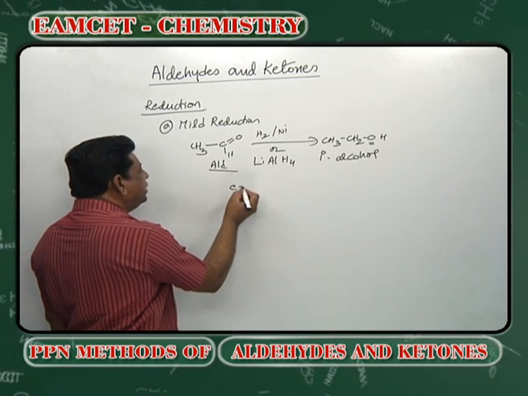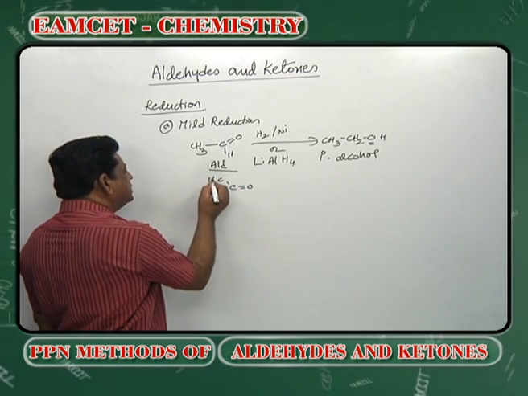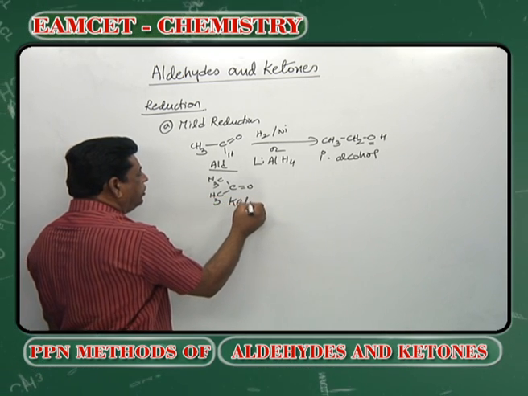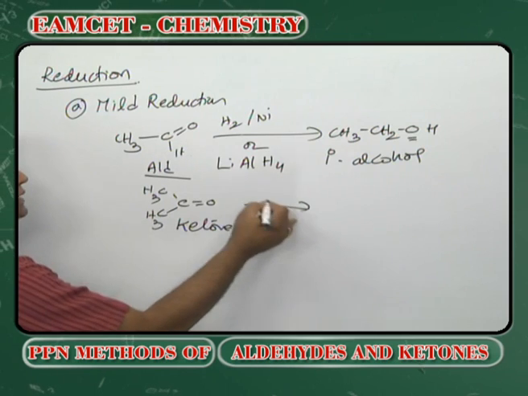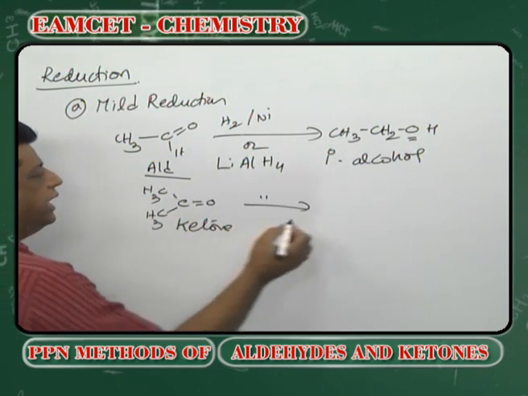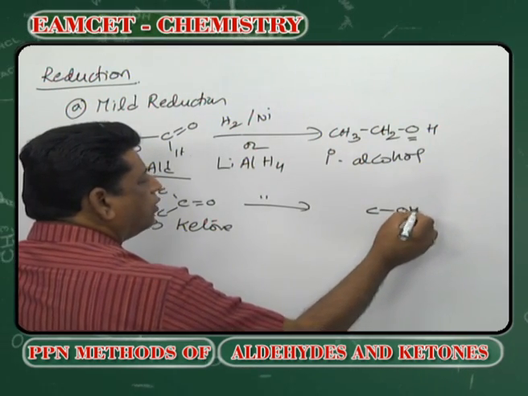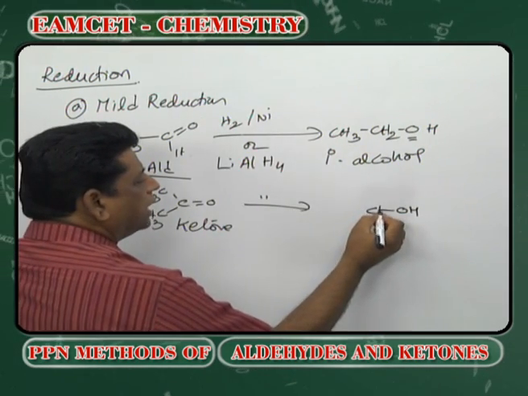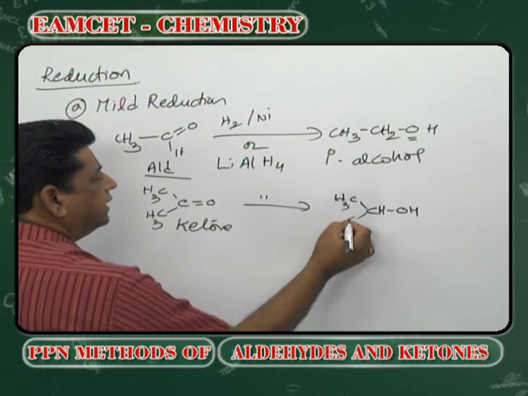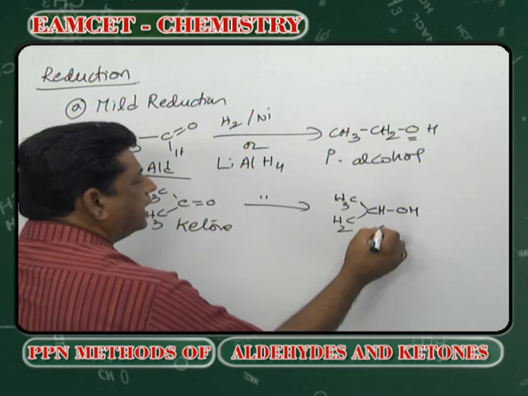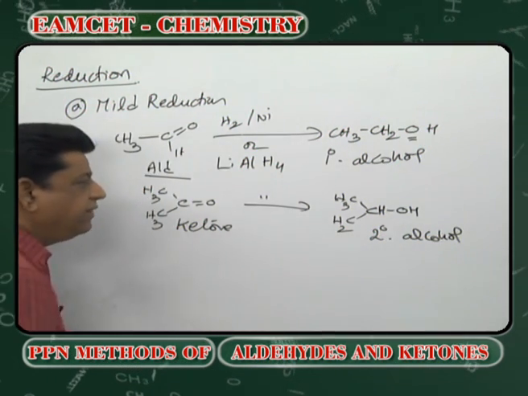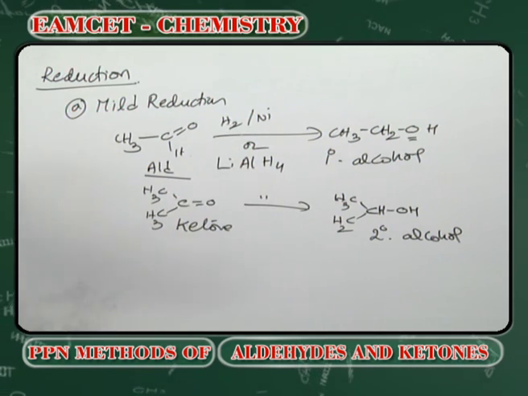If I take a ketone like acetone, what is happening? A similar reaction, either with hydrogen and nickel or with lithium aluminum hydride, again gives an alcohol. The O will become OH, and 1H is added to the carbon. So the 2 methyls will be as they are, and a 2 degree, that is secondary alcohol, is formed. Further reduction with these reagents you can't do.